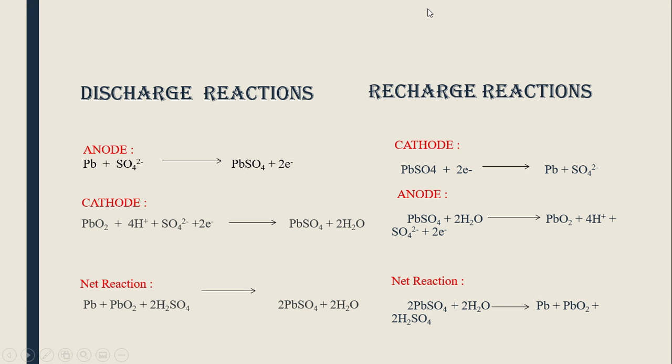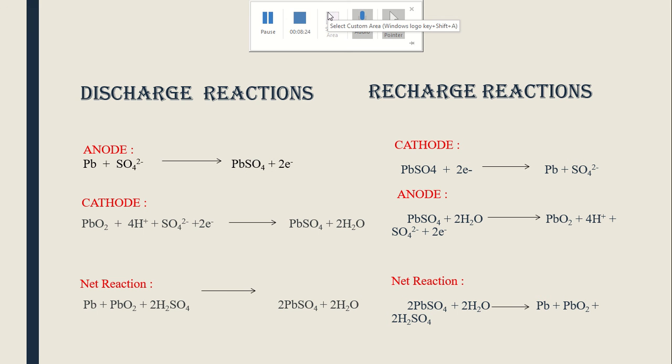So now we know when a storage battery is used to start the engine of an automobile, it acts as a voltaic cell, and when it becomes dead, it needs to be recharged, so it acts as an electrolytic cell.